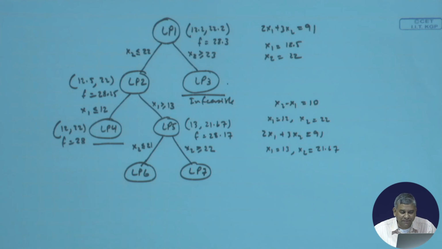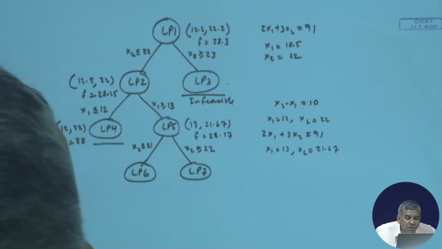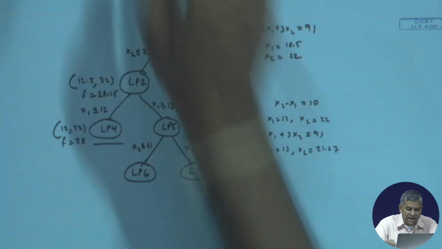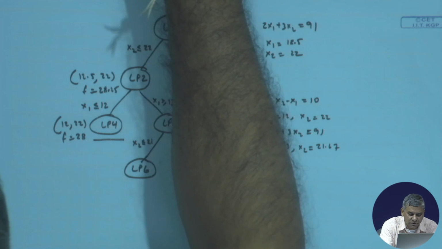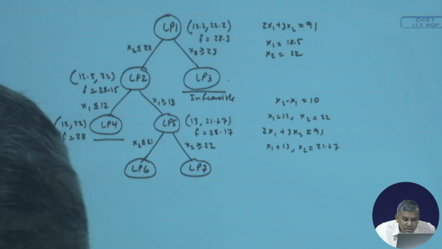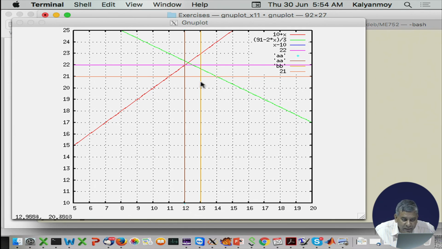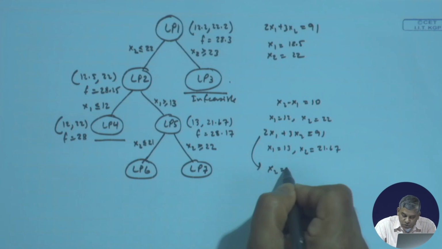Go back to LP5. So LP5 is this. Now we are saying x2 should be less than 21. So here is 21, and I can now replot 21. I've got this green line, and this over here. Which point is optimum now? This is the feasible region now. This point. So I will set my x2 to be 21 and use the green one.